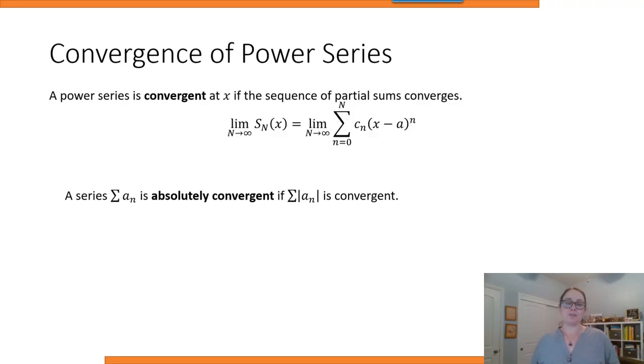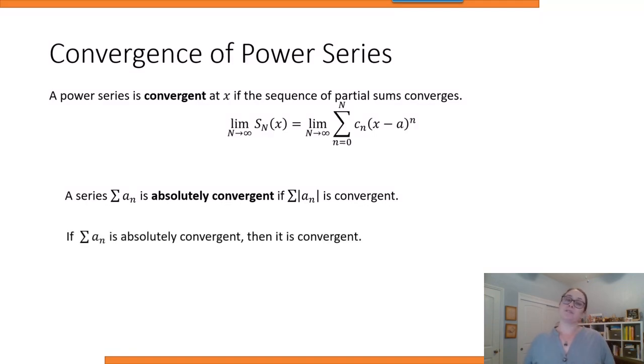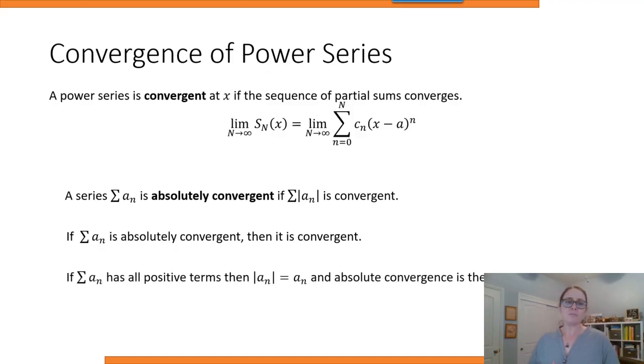A series is absolutely convergent if I take the absolute value of the series and then prove that that is convergent. If I know that a series is absolutely convergent, then that also implies that it is convergent. So it's like a stronger type of convergence. And just to note, if all the terms of your series are positive, then taking the absolute value doesn't do anything. It's just the same as the series before you took the absolute value. So that would mean that if it's convergent, then it's also absolutely convergent.